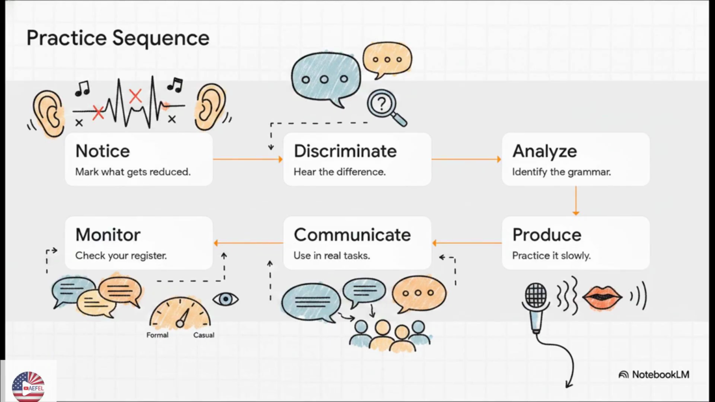First, notice. Listen to native audio and just mark what gets reduced. Second, discriminate. Train your ear to hear the difference between a full word and its weak form. Third, analyze the grammar behind it. Fourth, produce it slowly. Fifth, communicate with it in real conversations. And finally, monitor your register. The golden rule here is for sure to prioritize your listening recognition and your grammatical control long before you ever attempt to force these casual reductions into your own speech.